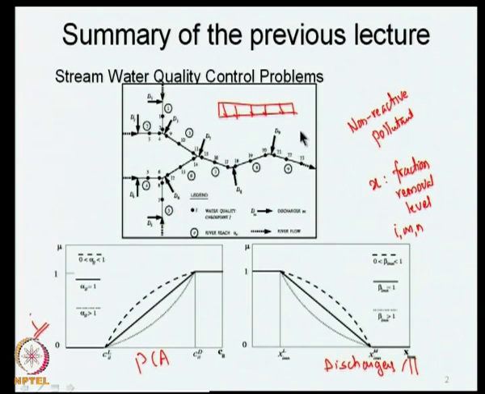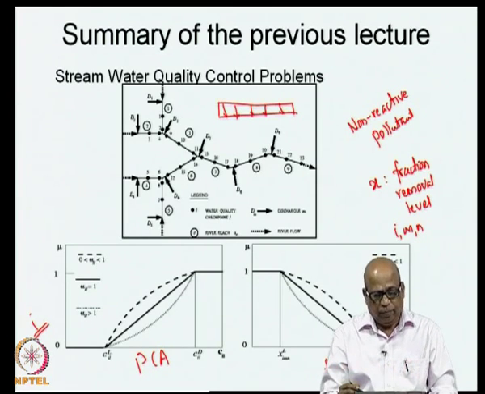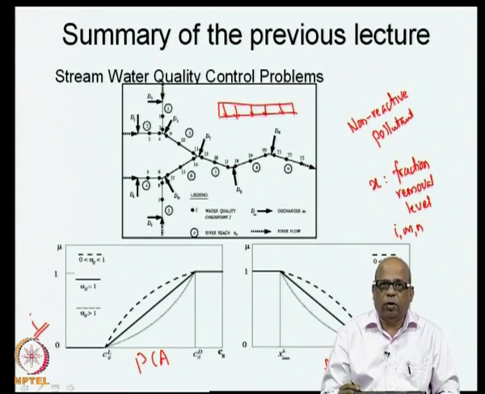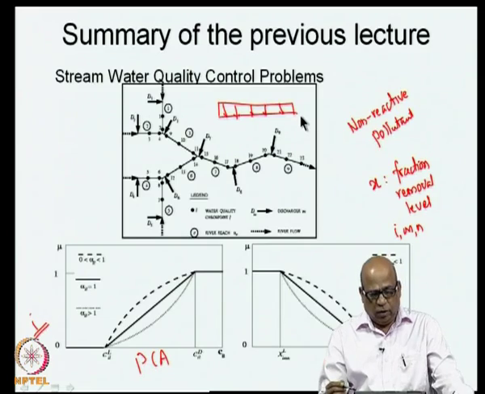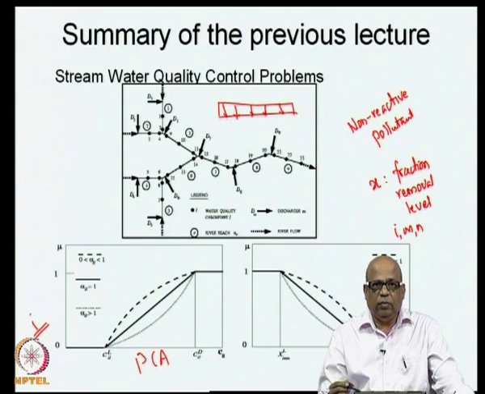And to account for all of these, we formulate this particular problem as a fuzzy optimization problem and determine what is called the best compromise solution. So, this is what I introduced in the last class. We will see the details of this in today's class.